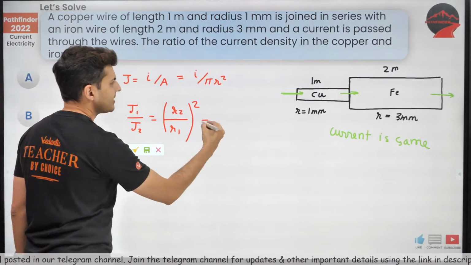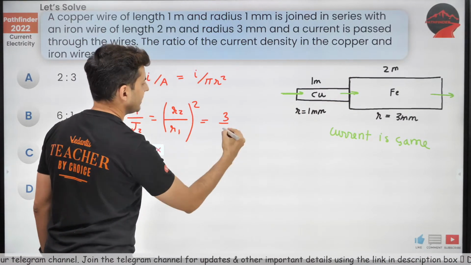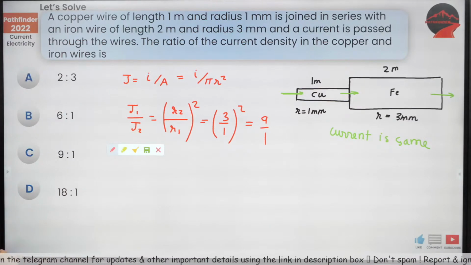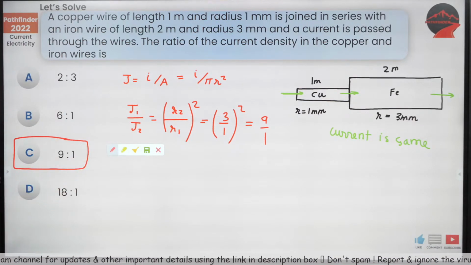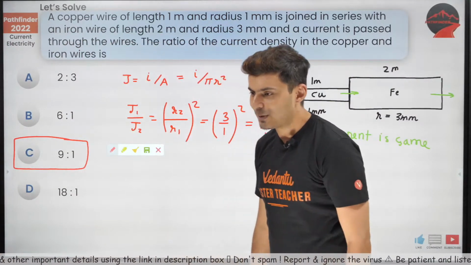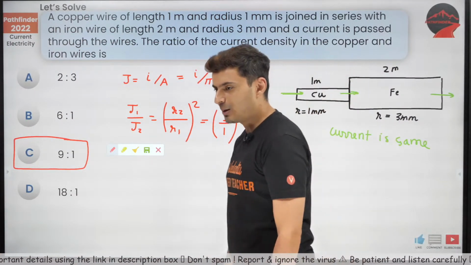Now it's simple. What is R2? R2 is 3. What is R1? That is 1, whole squared. So that would be 9:1. Where is 9:1? Yes, that's option C over here. A lot of you got C. Very good, excellent. Proud of you, my bacha log.